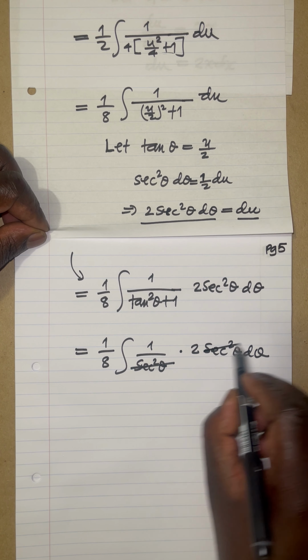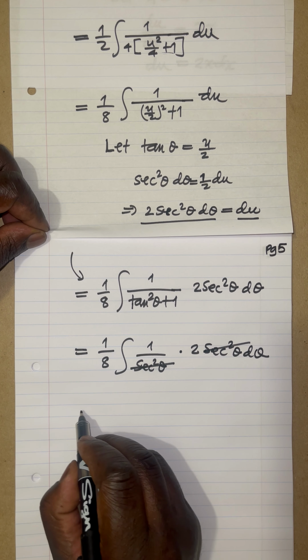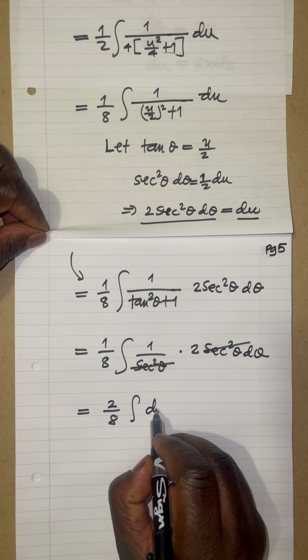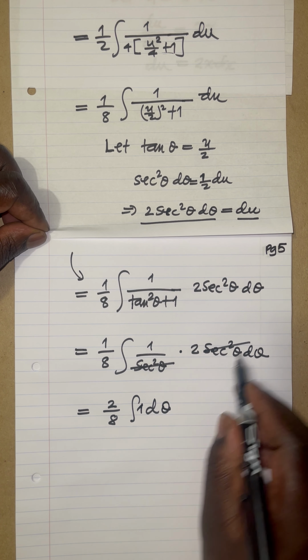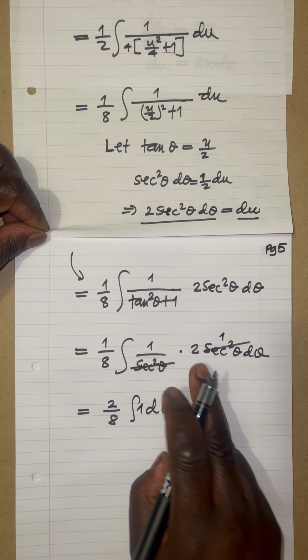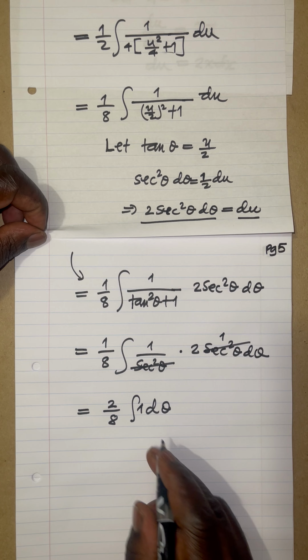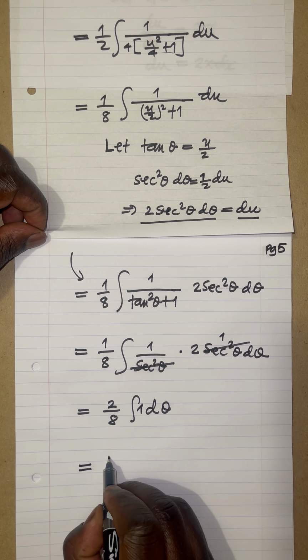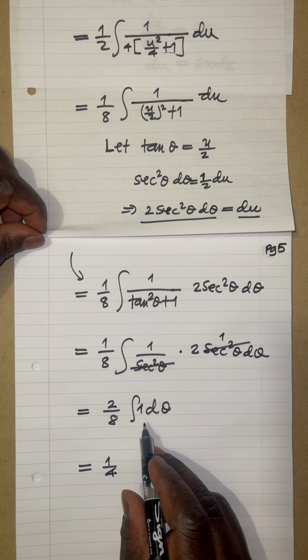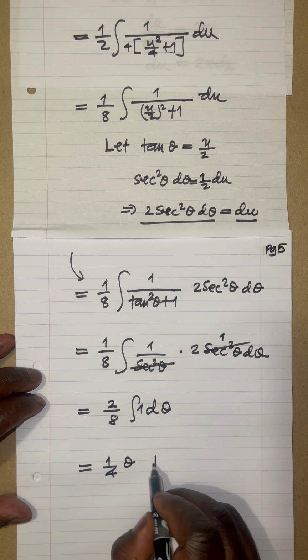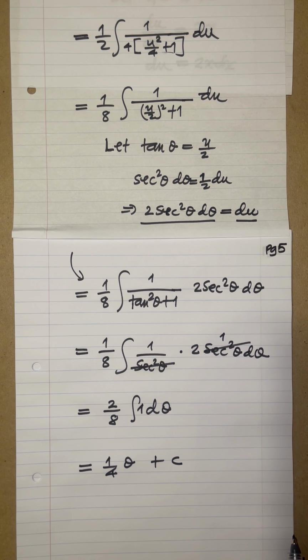This obviously cancels that, and multiplying 2 out, you'll see that we have 2 over 8, the integral of d theta, basically 1 d theta, because that going in there is 1. The 2 must come out, and outside there, we have 1/4. And the integral of 1 with respect to theta is theta, and then we have to say plus c, because this is an indefinite integral.